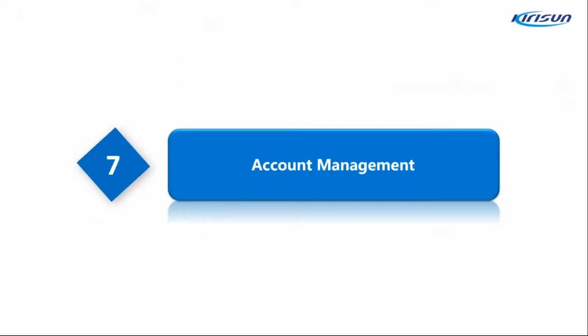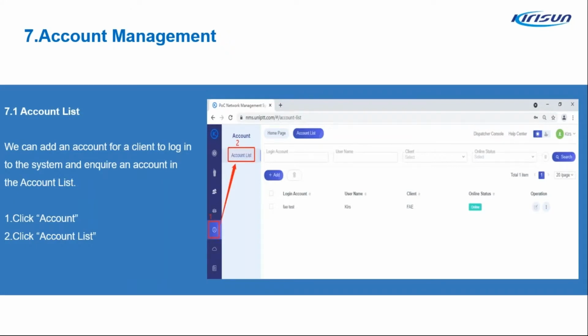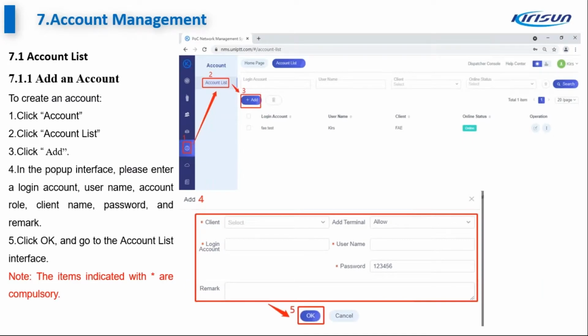Seven is account management. We can add an account for clients to log into the system and inquire accounts in the account list. Add an account. Please click Account and click Account List, and then click Add. Then we will see a pop-up interface here.